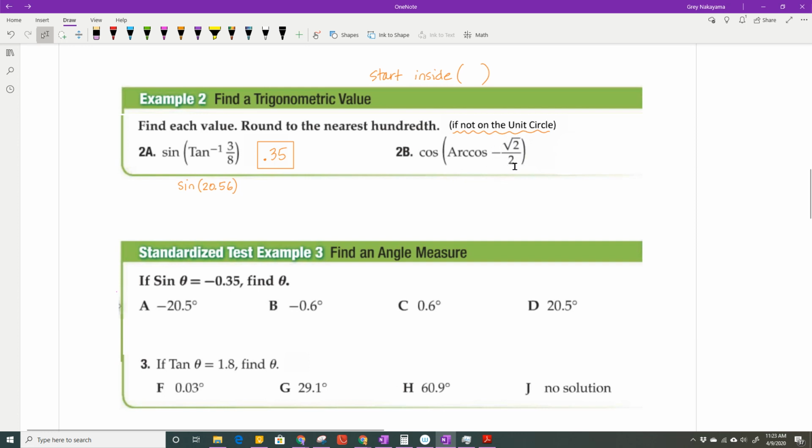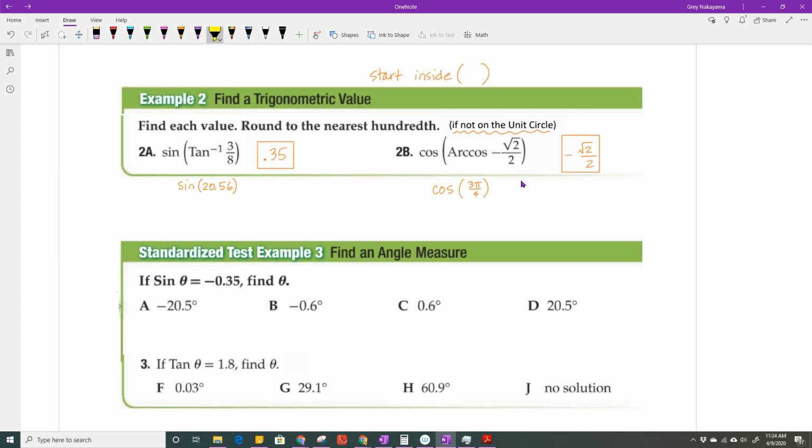On the unit circle, that is a value on the unit circle, so you need to recognize that. So where is the cosine negative square root of 2 over 2? Well, that is a pi over 4 angle, but it's negative, so I need to get the one that's in the second quadrant. So I'm going to have the cosine of 3 pi over 4, and the cosine of 3 pi over 4 is negative square root of 2 over 2.